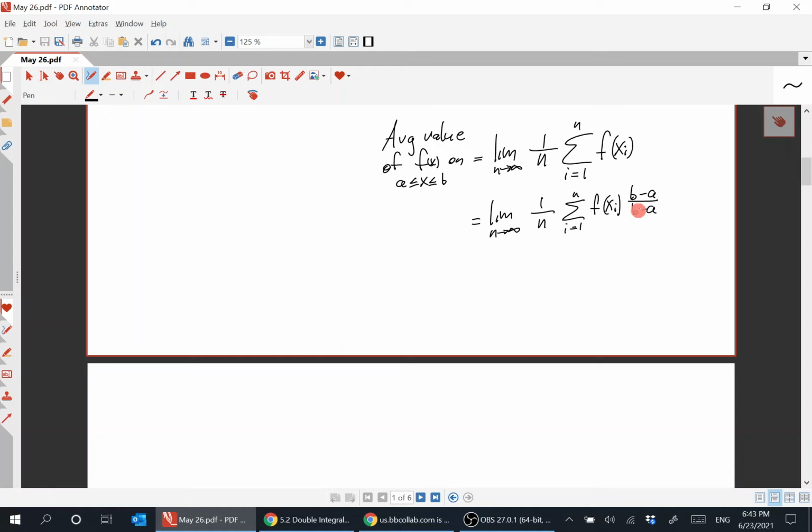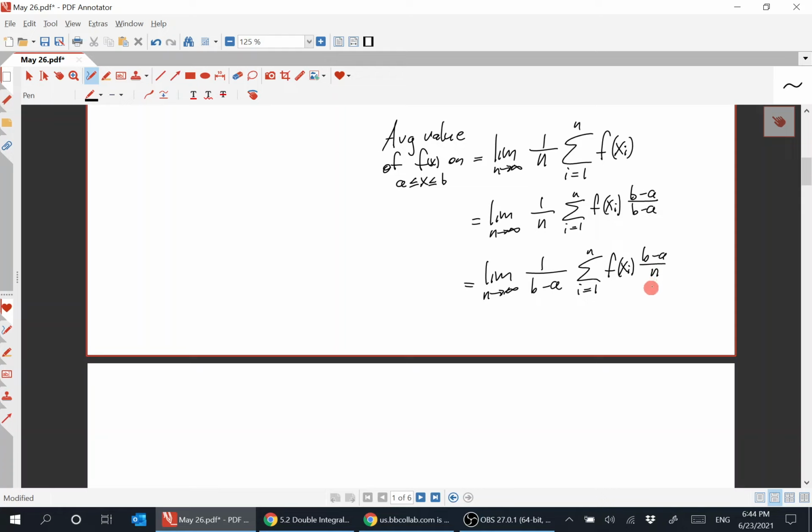So put the n over here and bring this b minus a out. So it's the limit as n goes to infinity, 1 over b minus a, the sum i equals 1 to n, f of x_i times (b minus a) over n. So we took the n, brought it in here, because that's a constant with regard to this summation, and brought the b minus a out.